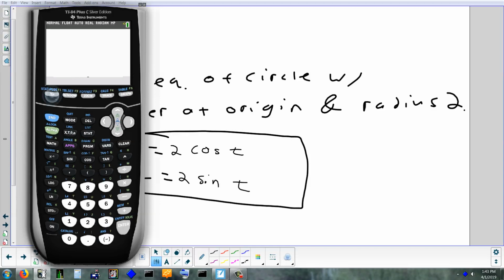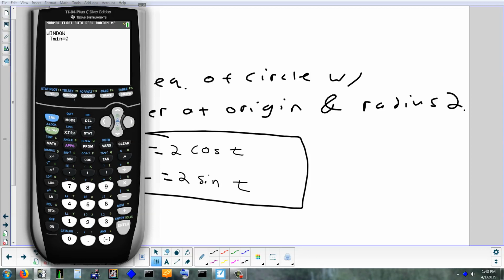you have to type in your equations. That's the old problem. 2 cosine t and 2 sine t. Doesn't matter if I close the parenthesis because there's nothing coming after it, but if you want to be really nice about it, you can. And now if you look, it really is circular. Look at the radius in each direction. 2, 2, 2, 2. Now, that's how it should look.